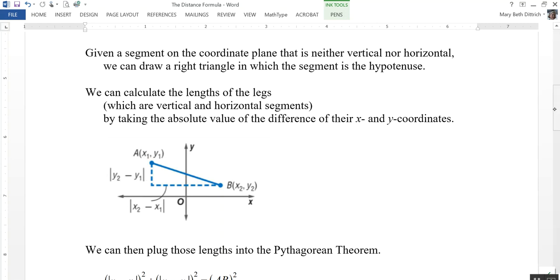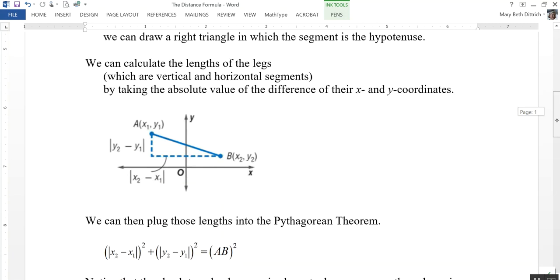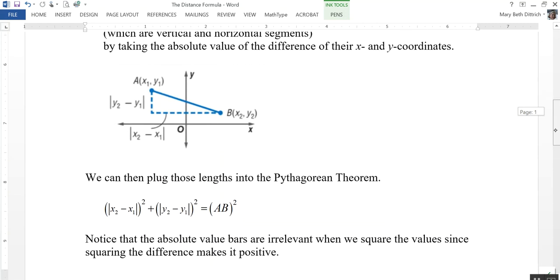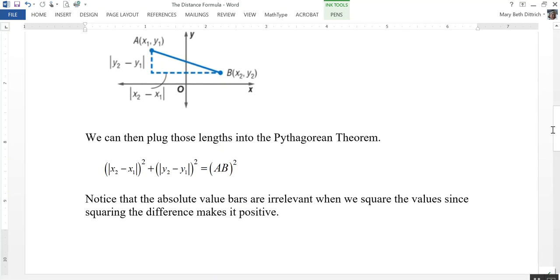We can then plug those lengths into the Pythagorean theorem. So it looks a little clunky here, but I have the absolute value of x2 minus x1 squared plus the absolute value of y2 minus y1 squared equals the length of AB, which is my hypotenuse, squared. Notice that at this point we really don't need the absolute value bars to make it positive, because when we square that difference, it's going to give me a positive number.